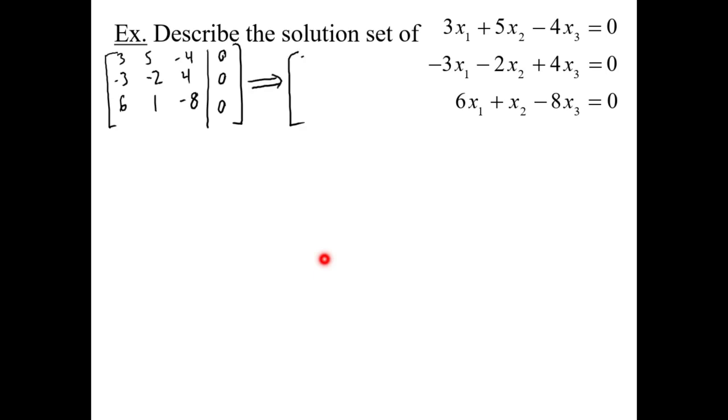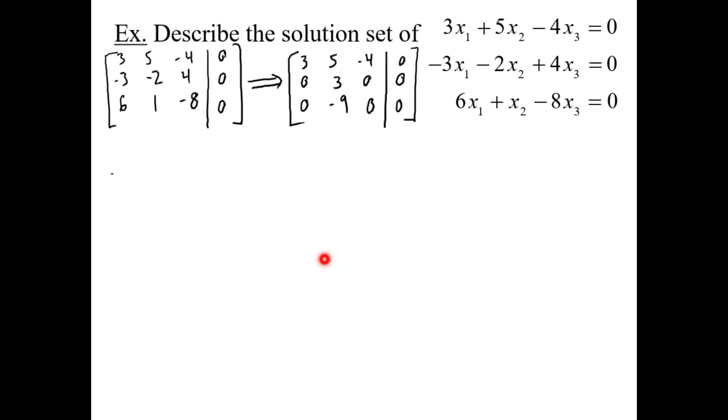So the top row is fine. I'm going to add the first and second rows. So we get 0, 3, 0, 0. And then I'm going to multiply the top row by -2 and add the bottom row. So top row times -2 plus the bottom row is 0. Top row times -2 plus the bottom row is -9. Top row times -2 is 8 plus the bottom row is 0. And then, of course, the right side is just going to be 0 again.